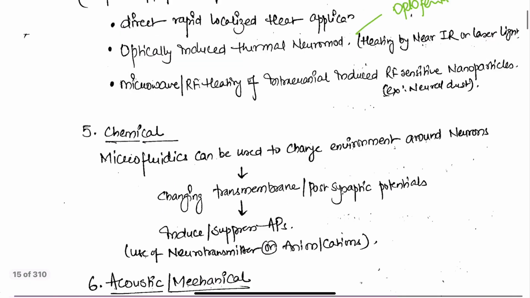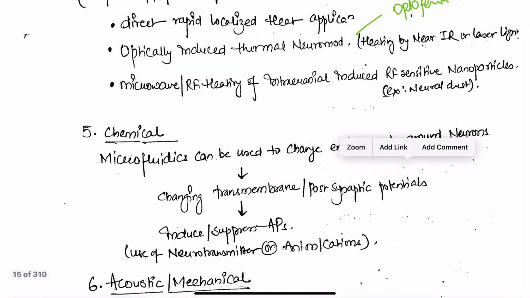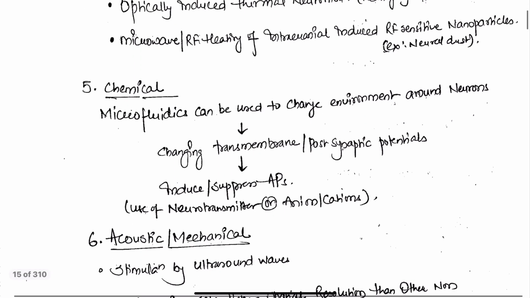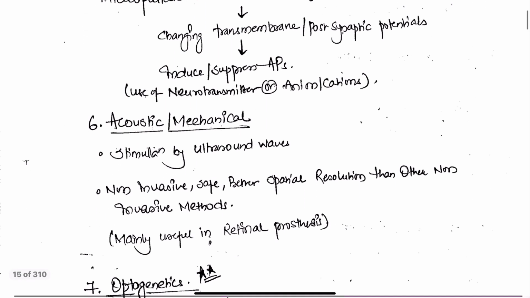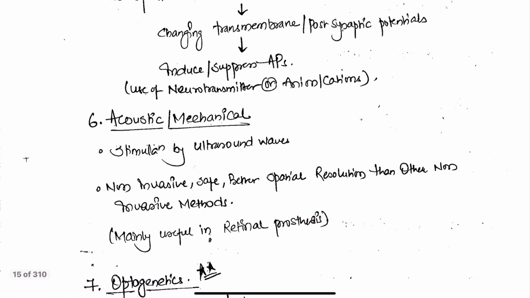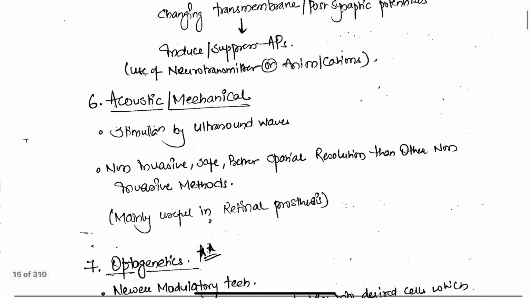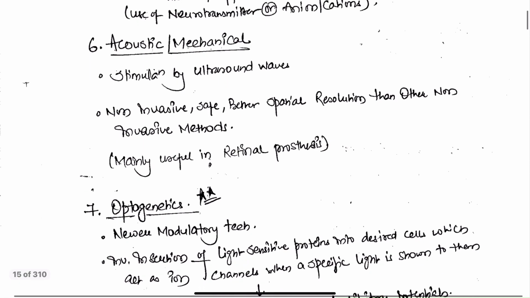So what are the different things that we used? We used a magnetic signal, we used an electrical signal, and we used direct electrical signal by applying it on the surface itself. And we are using thermal signal. Now we are using a chemical signal. And last is acoustic or mechanical signal. This is by using ultrasound waves: non-invasive, safe, and with better spatial resolution than other non-invasive methods, mainly useful in retinal prosthesis.